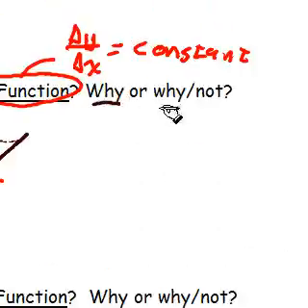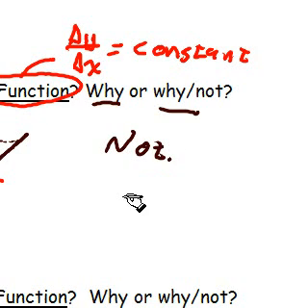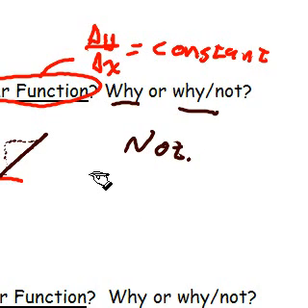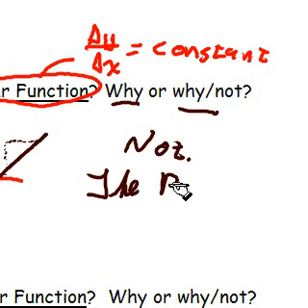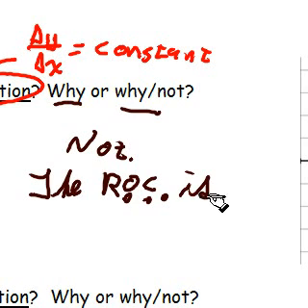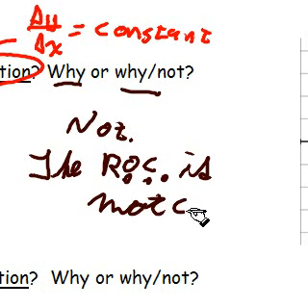So why or why not? Because of the rates of change. This graph is not linear because, I'll just abbreviate ROC, rate of change, is not constant.